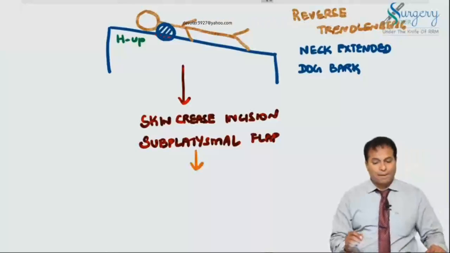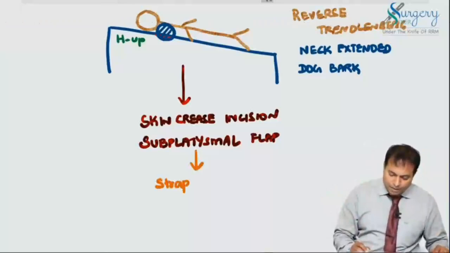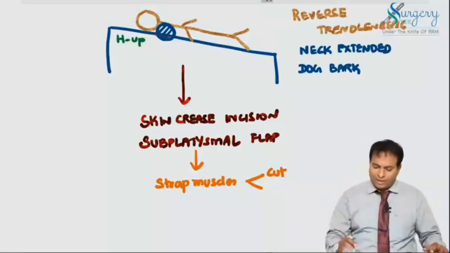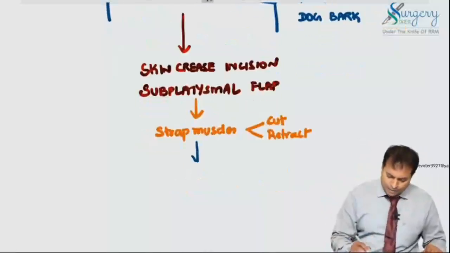After raising the flaps, you open the cervical deep fascia. The deep fascia in the neck is opened, and the strap muscles can be cut or retracted. Both can be done: you can cut and remove the strap muscles, or you can retract them, depending upon the size of the gland. Then you reach the capsule of the gland.